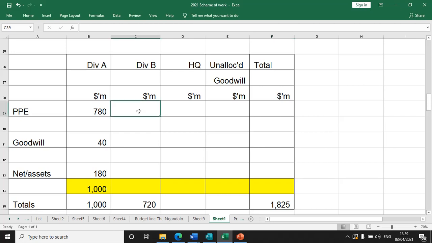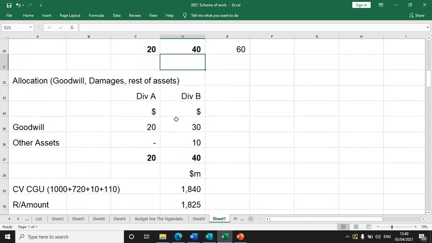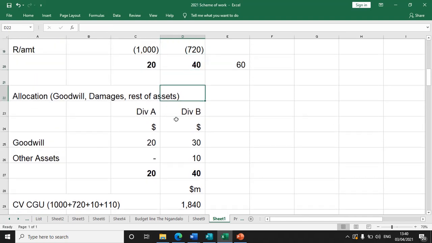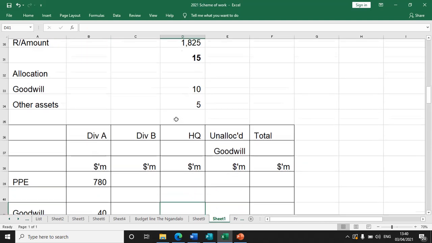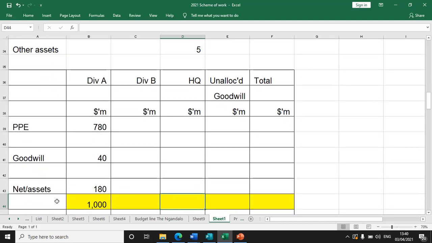Okay, under division B, what is happening? Remember, in our previous working, we had a total impairment initially of 40. This 40 is allocated to goodwill. 30, goodwill goes completely out, and the 10 goes to other assets. In this case, we'll be dealing with the non-current assets. Remember, the other ones are supposed to be net current assets, and net current assets are not supposed to be impaired, for your own information.